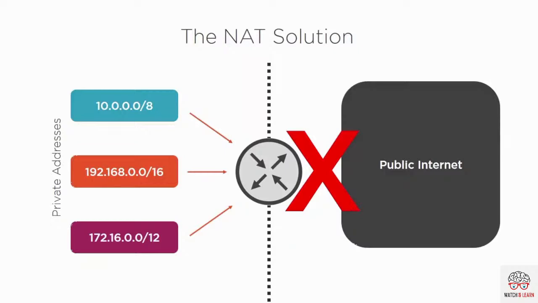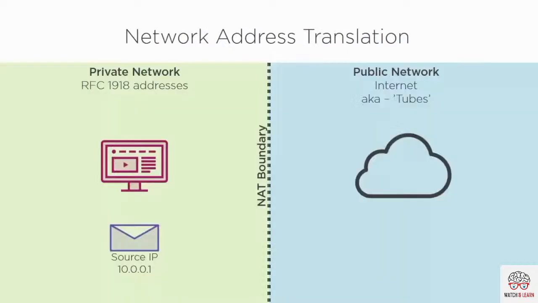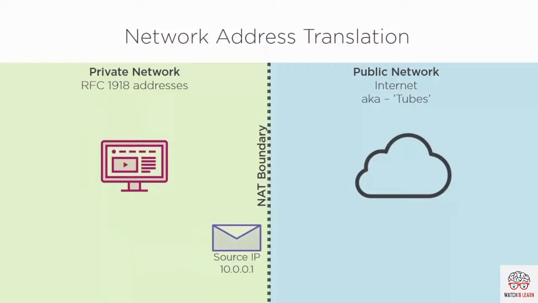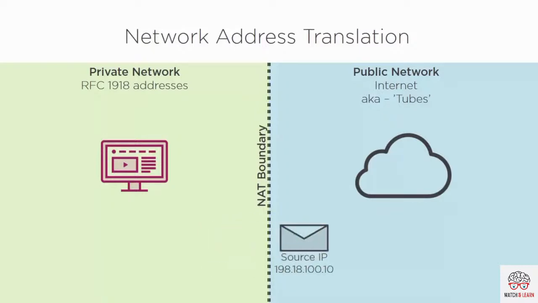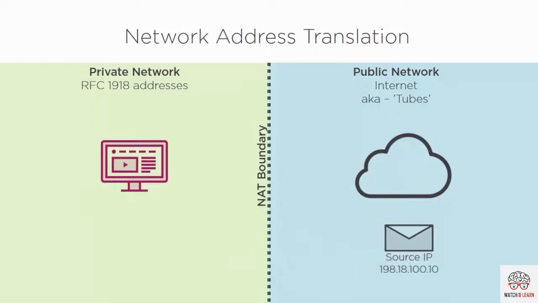But if we want to talk out to the public internet, we need to do something more. So here's the essential how NAT works. On the inside, we have this private network. We have a message coming from our PC with a source IP address of 10.0.0.1. When we hit that NAT boundary, we need to change that IP address from a private address to a public address before we send it out on the public network. Here I'm talking about the tubes.